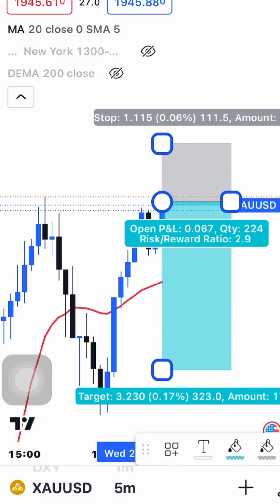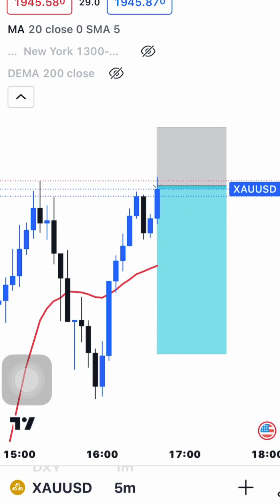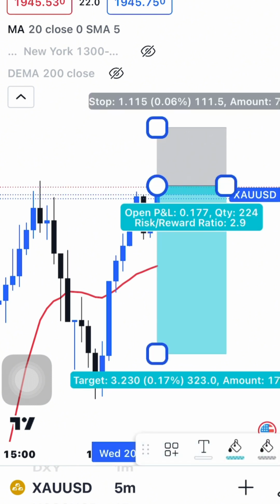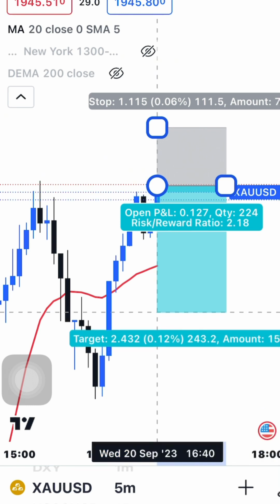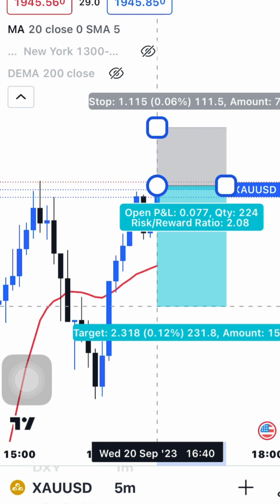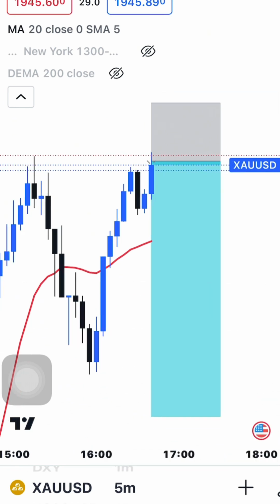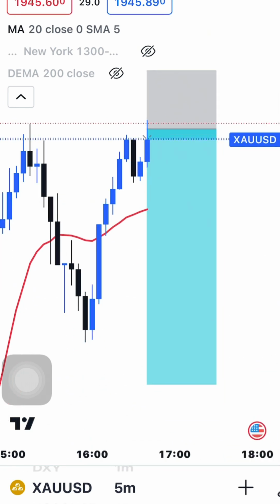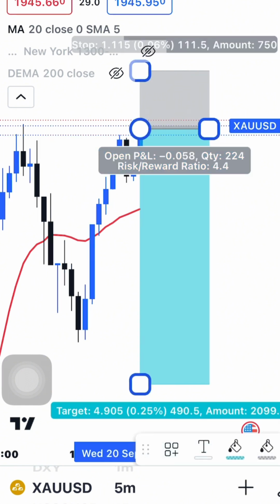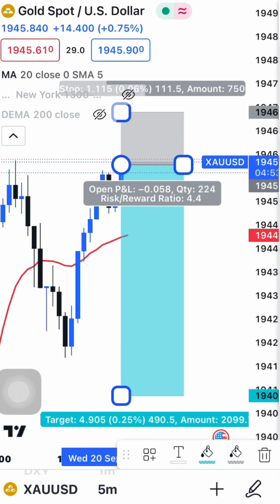So let's come to the take profit, which is 3.0, which is 30 pips. When you increase it or decrease it, you can see that the number is also changing, which is 2.3, which is 23 pips. When you increase it more, you can also see that I'm on a smaller time frame, which is the 5-minute time frame. That's why you see it like this. So this is also 4.9, which is 49 pips.